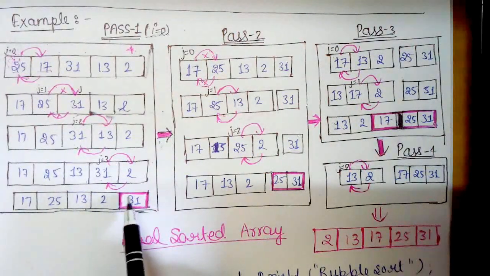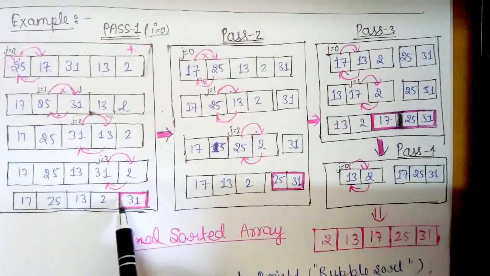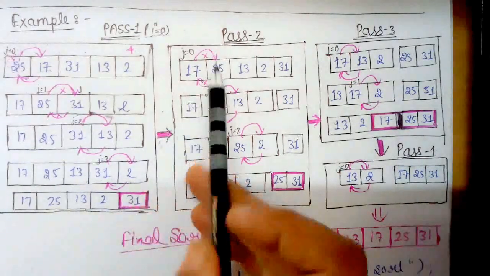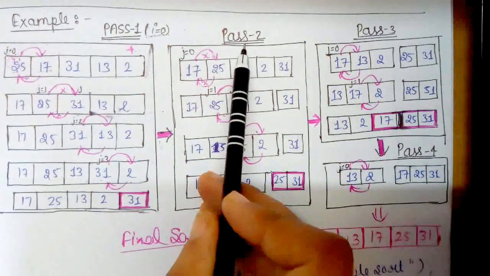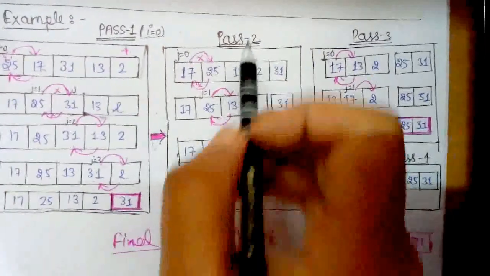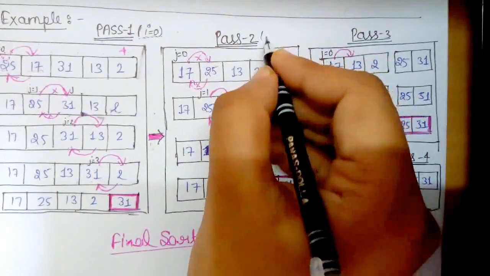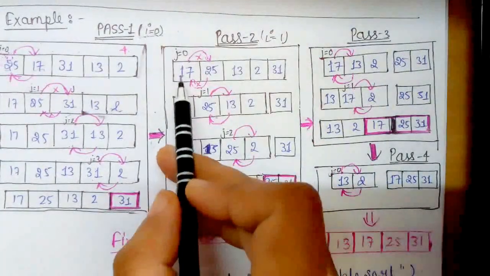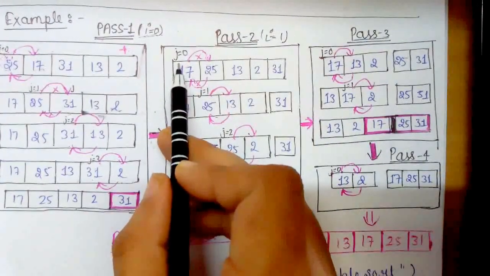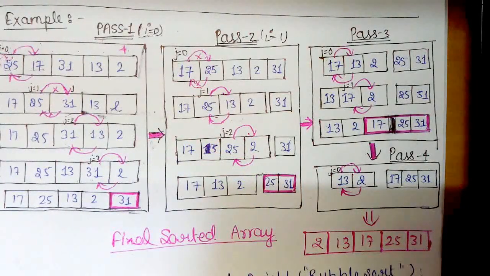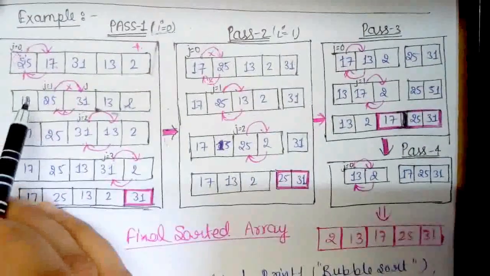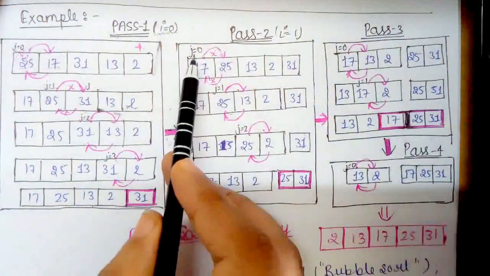Now at the end of pass 1 we have the biggest element at its correct position. Now in pass 2, what will we do? In pass 2 we have I value as 1, I is equal to 1. Now I will start j from the beginning. You can see that in every pass the j value always starts from here.